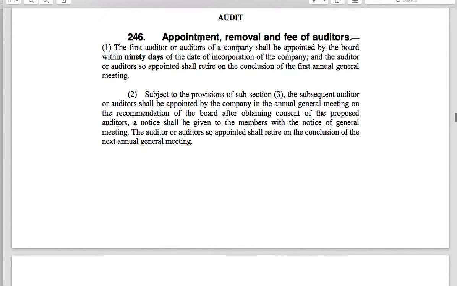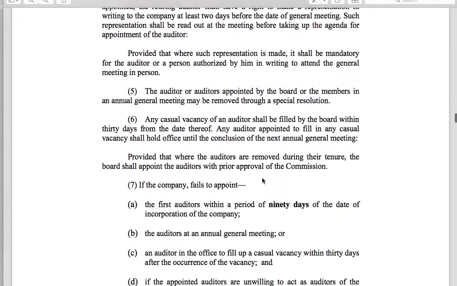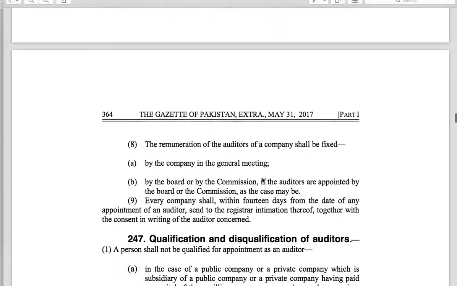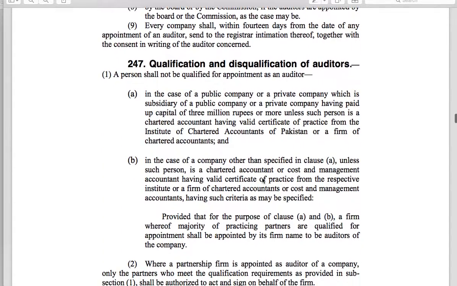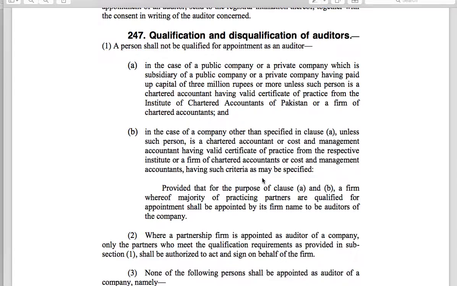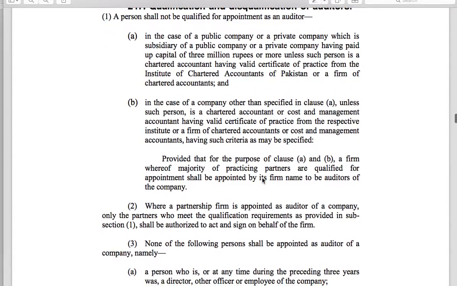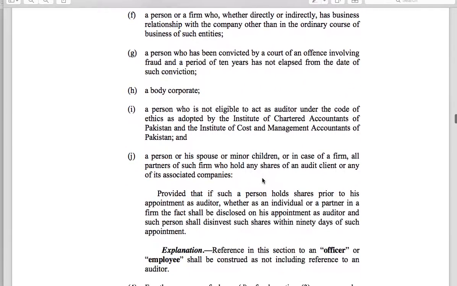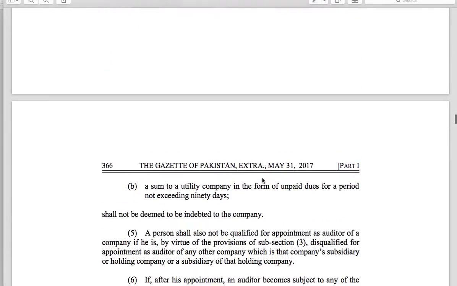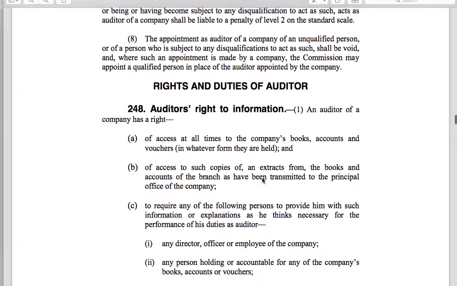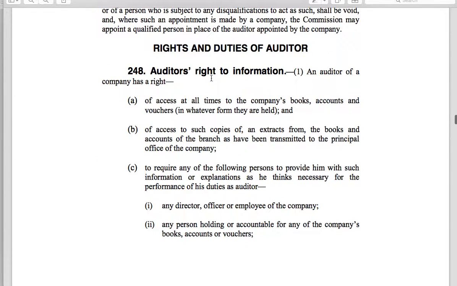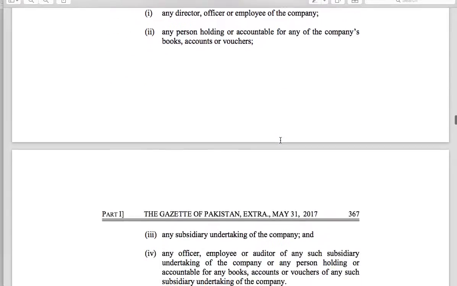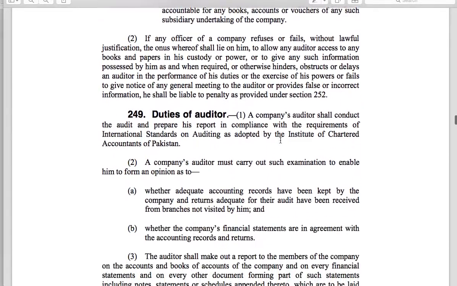How will the auditor be appointed? How will they be removed? What will be the fee? All of these matters, in conjunction with the Chartered Accountants Ordinance 1961 and Cost and Management Accountants Ordinance 1964, have to be dealt with, and who cannot be an auditor of the company and who can be, and when the auditors are appointed, what are their rights, what information they will be given, what are the duties of the auditors.